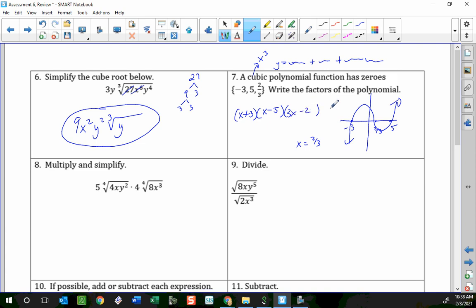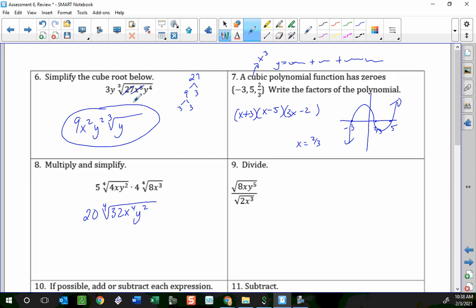All right, number 8. We're multiplying and simplifying. So with multiplication, you always want to multiply it first, just to see what it all amounts to. These are both 4th roots, so that's important. They have to match. So 5 times 4 is 20. I have one big 4th root. And remember, when I multiply, I add my exponents. So 4 times 8 is 32. x and x to the third make x to the 4th. y squared and nothing there, so it's just y squared.